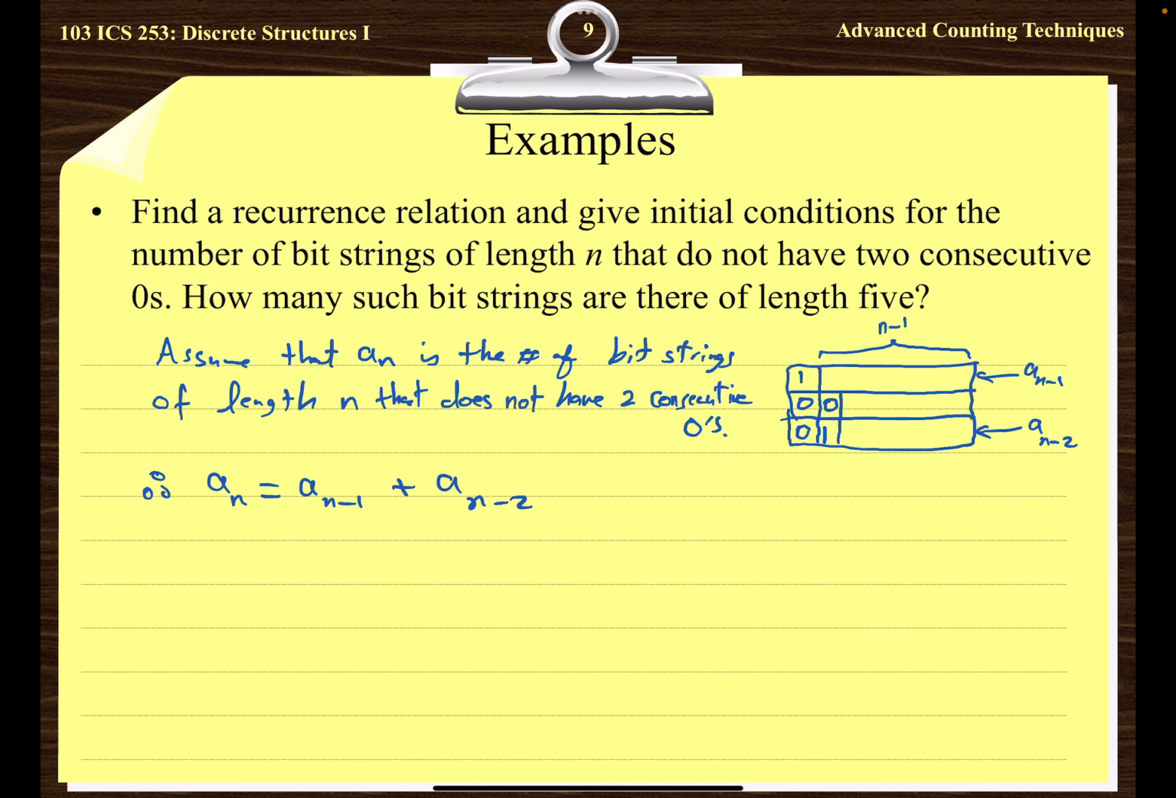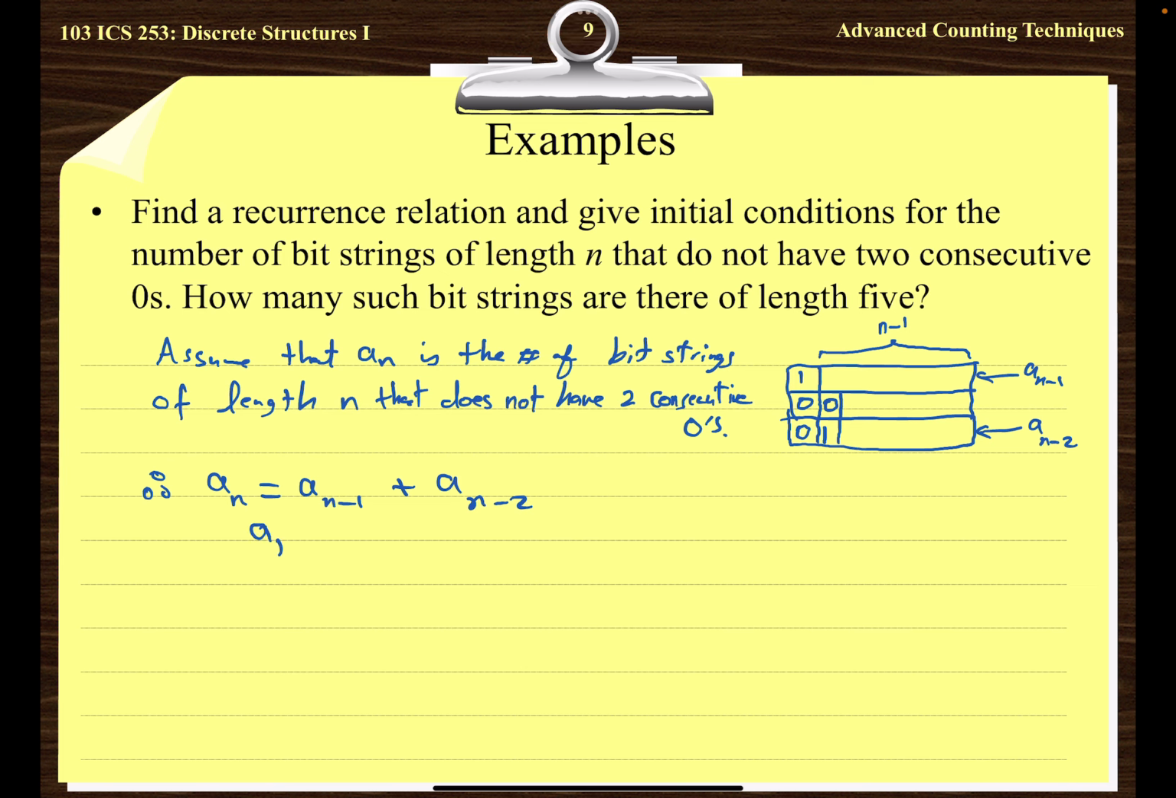What is a1? Because we need to find the initial conditions, right? How many initial conditions do we have? We have 2, we need 2: a1 and a2. Okay, a1. How many bit strings of length 1 do not have two consecutive zeros? 2. Yes, you have 0 and you have 1, right? So a1 is equal to 2.